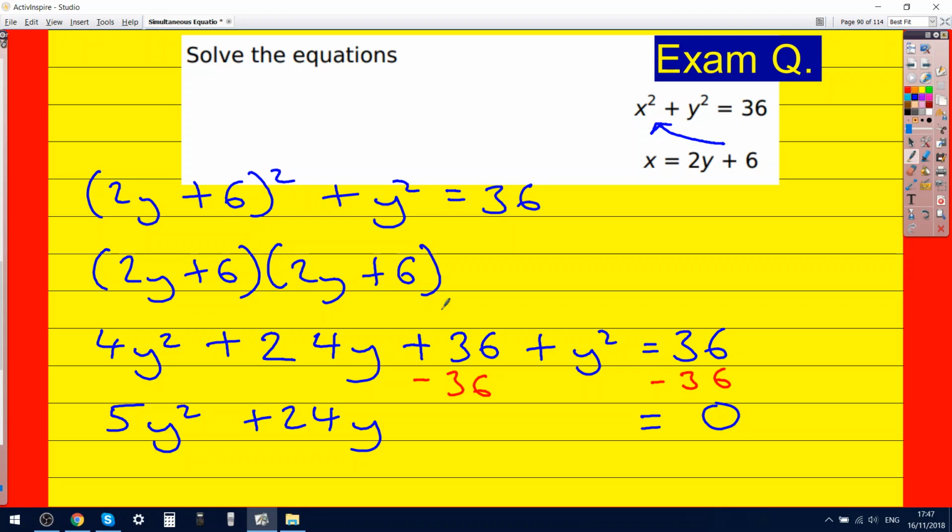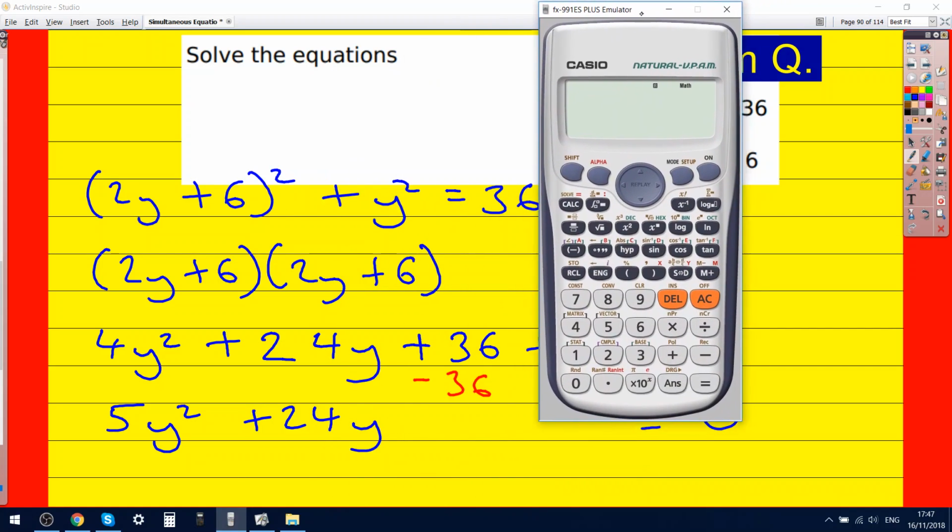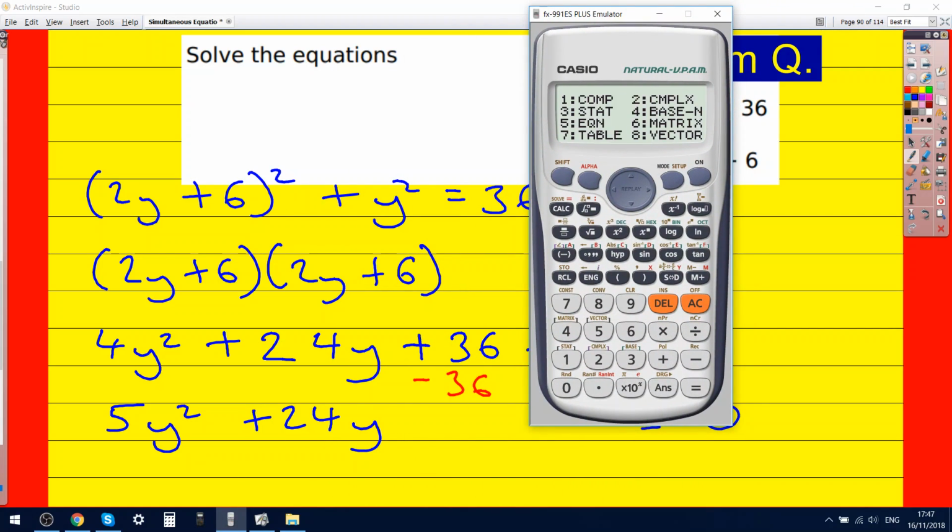Okay, but how do you solve a quadratic? I don't know. What type of calculator do you have? Casio fx-991. Oh, you have a good one. So do you see up here mode equation? Press mode and then number 5, equation.